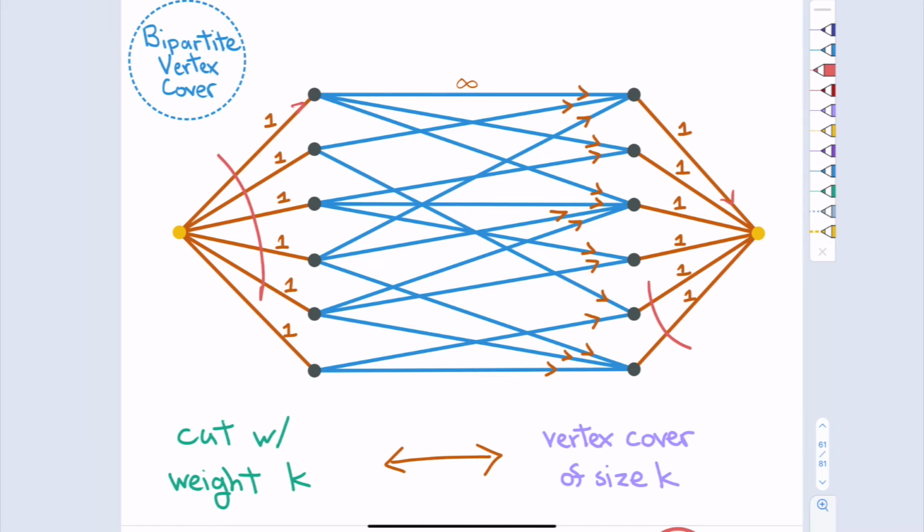Okay. Now, because it's a cut, there's no path left going from left to right. But in terms of our vertex cover problem, that means for every one of those original edges in the middle, which threatens to give us a path, I must have deleted one of those, either the S edge or the T edge for the corresponding endpoints.